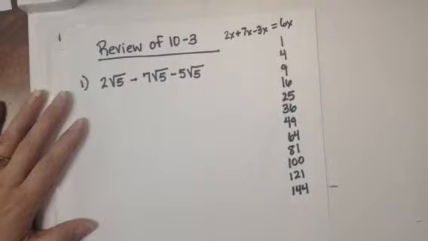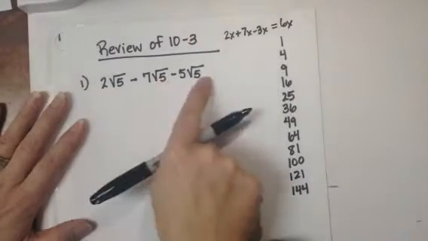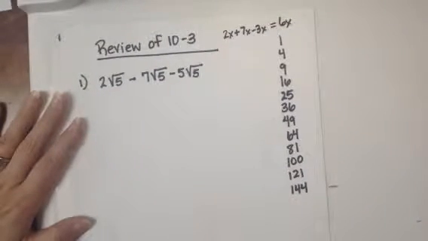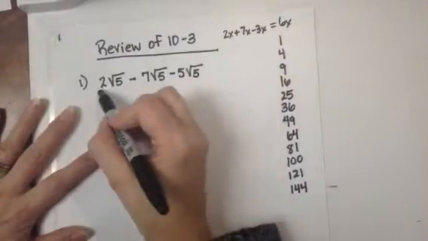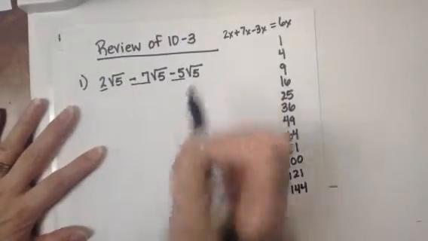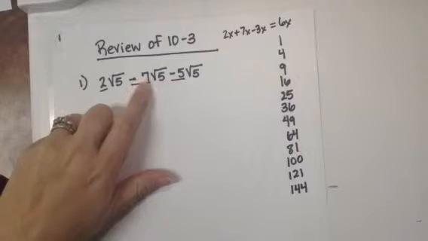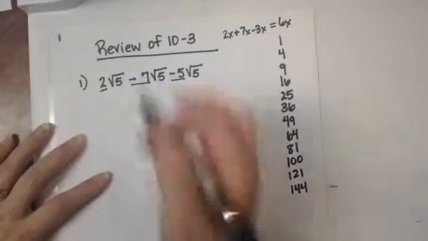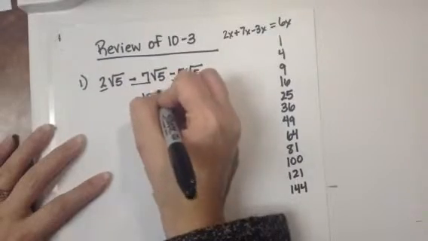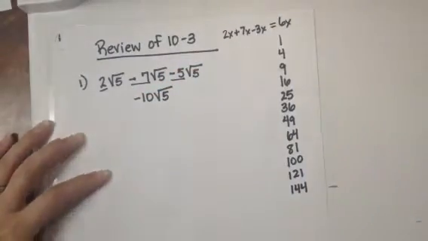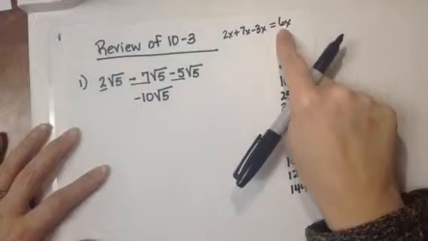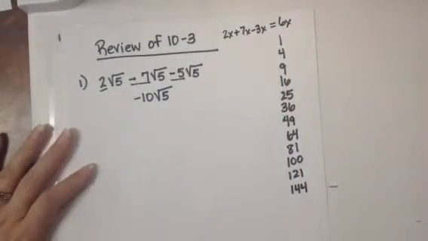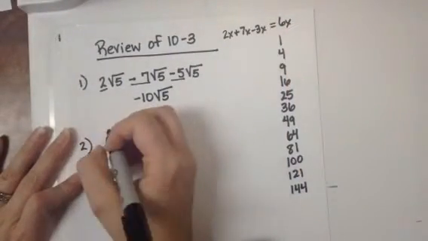You can only add and subtract radicals if they have like radical terms attached to them by multiplication. So I'm going to be looking at these coefficients. So I have 2 minus 7, which is a negative 5, minus 5, which is a negative 10. So I would have negative 10 and then bring down the square root of 5, just like we brought over the x here. Number 2.